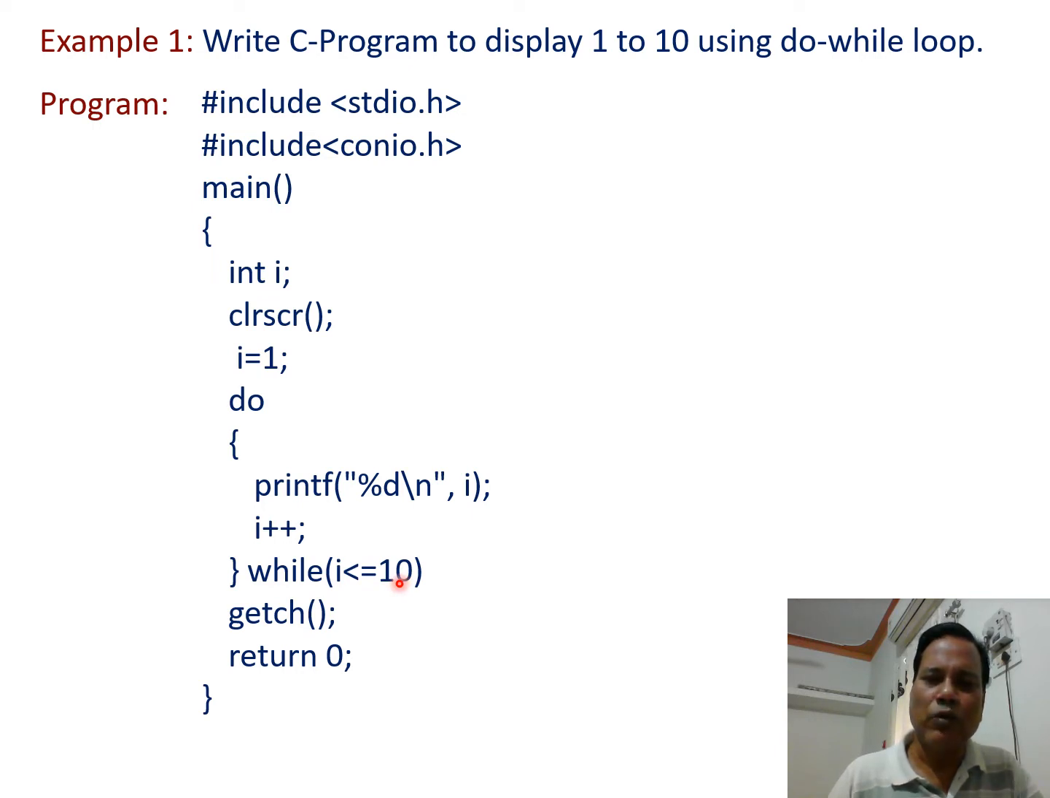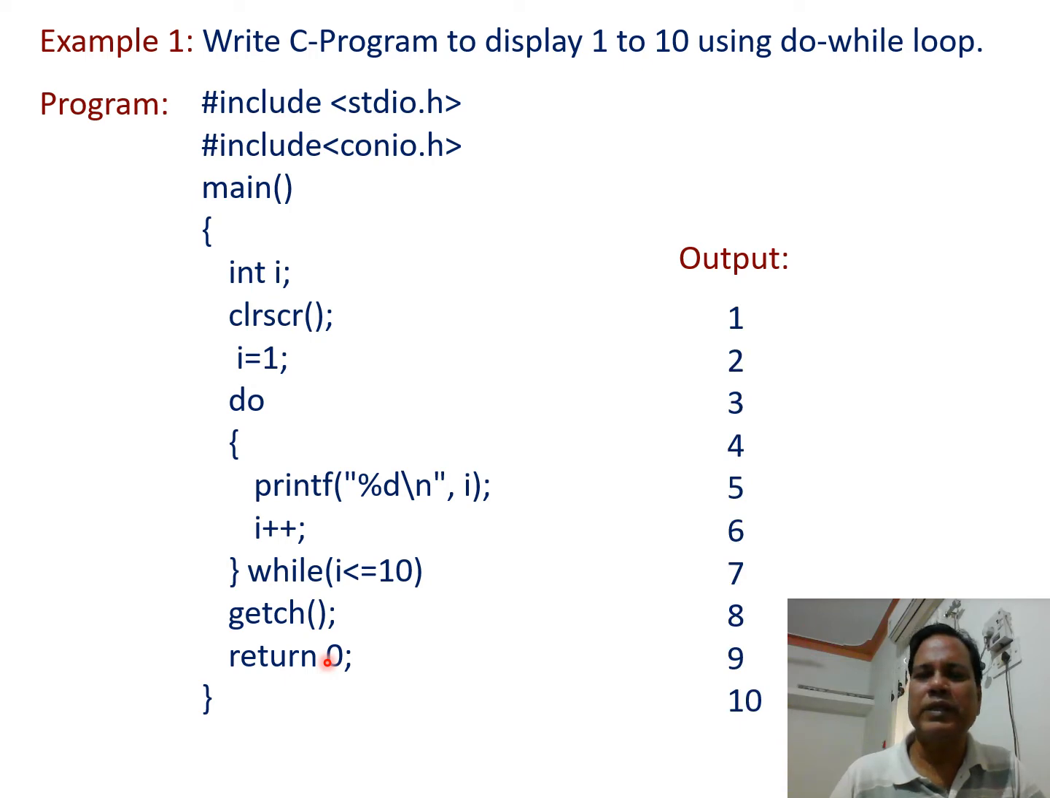Control comes out of the do while loop, and after the loop we say getch, which holds the output screen where we get the numbers displayed, and return 0 tells the operating system that the program is executed properly. So the output we get is like this: the numbers 1 to 10 are displayed in 10 rows.